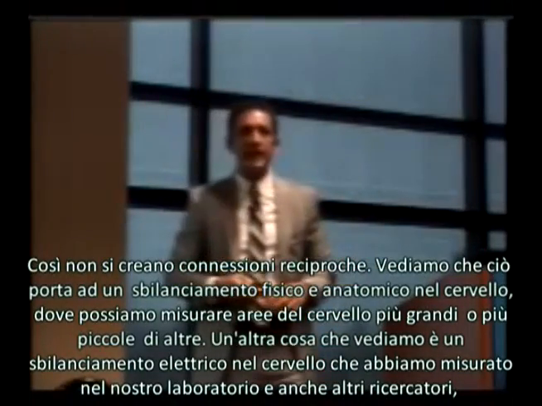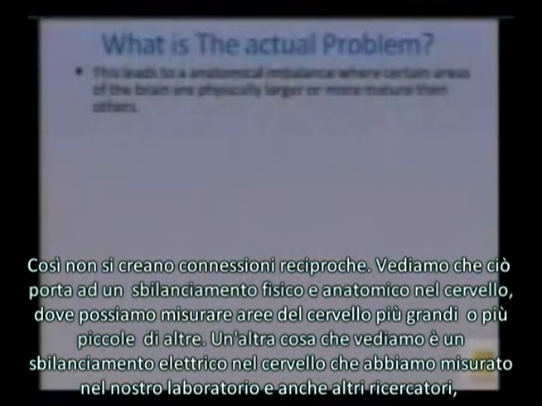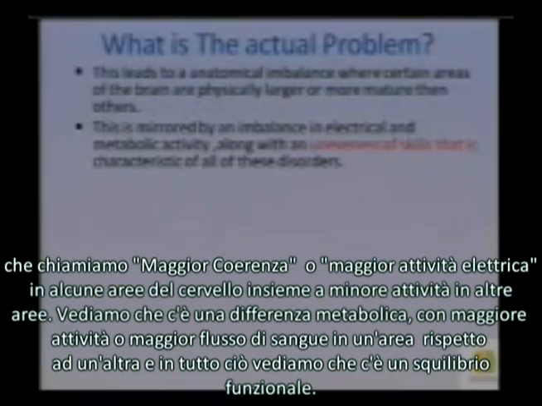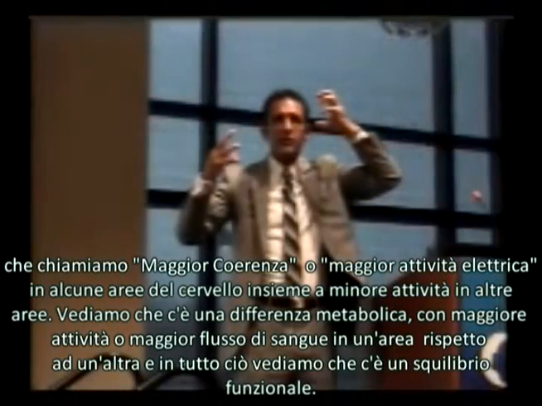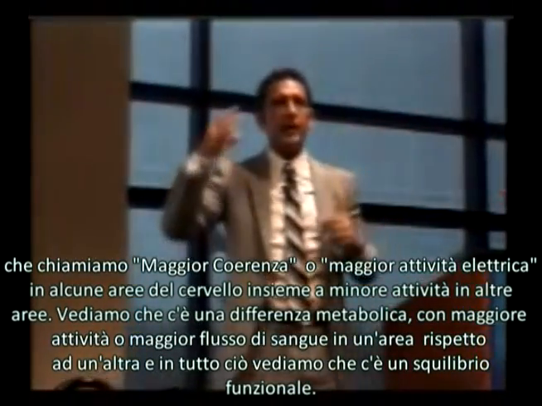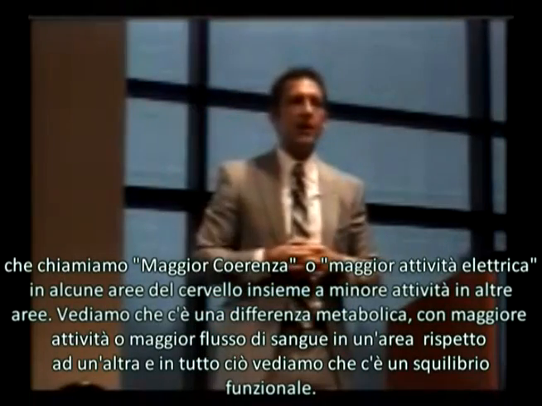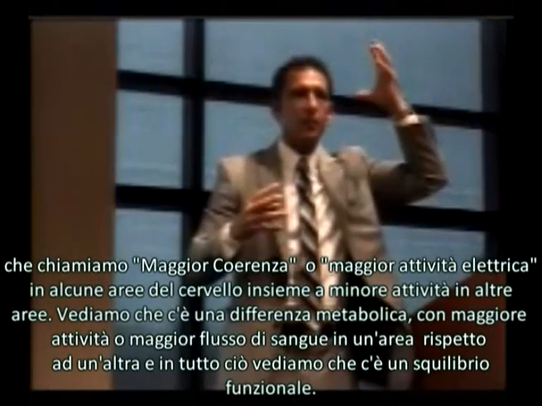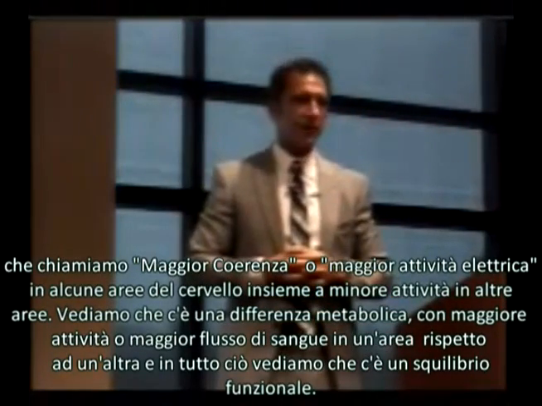So what we actually see is that this leads to a physical anatomical imbalance in the brain where certain areas of the brain are measurably larger or smaller than others. What we also see is that there's an electrical imbalance in the brain that we've measured in our lab and other researchers have shown, where we have what we call increased coherence or more electrical activity in certain areas of the brain along with less activity in other areas. We see that there's a metabolic difference, where more activity or more blood flow in one area of the brain versus the other.